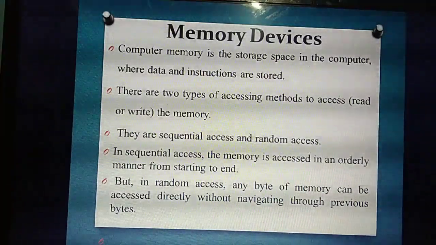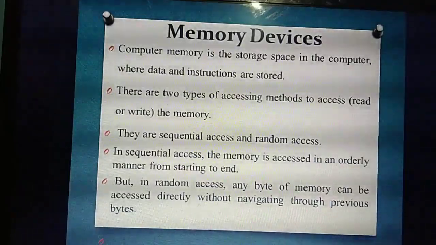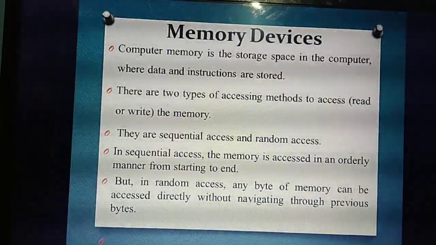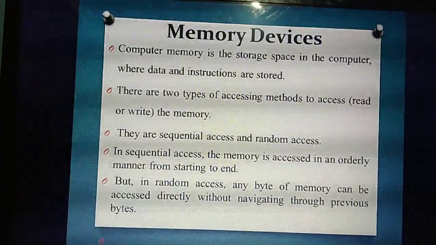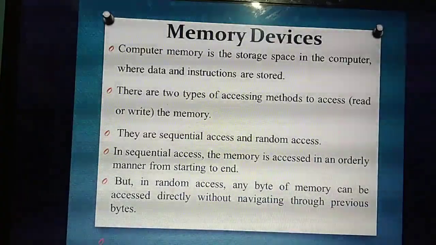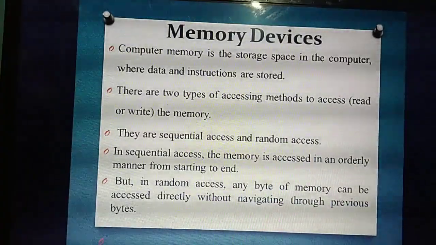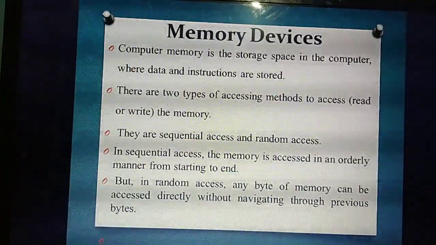Based on this read and write operation, the access methods are classified into two types. What are they? Sequential access method and random access method. Sequential means in an orderly manner. It will access in an orderly manner.